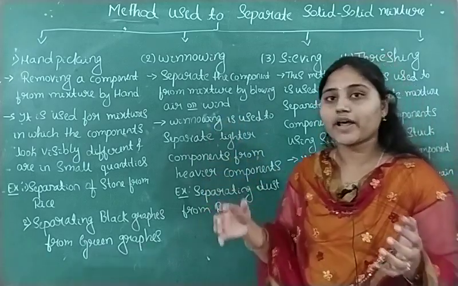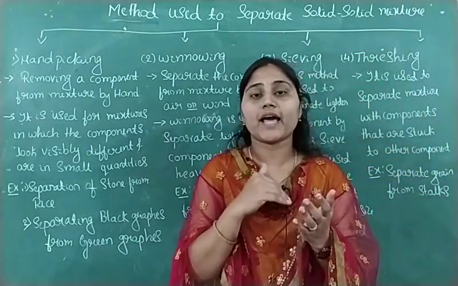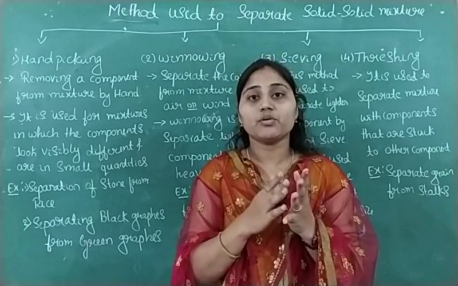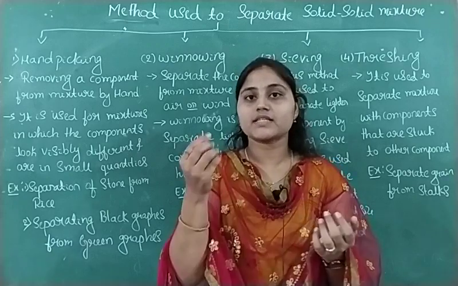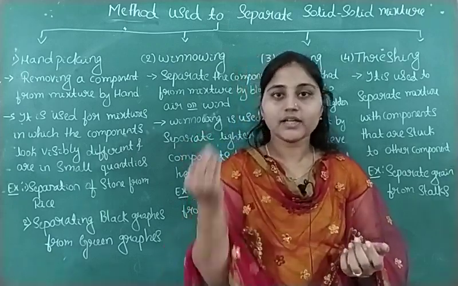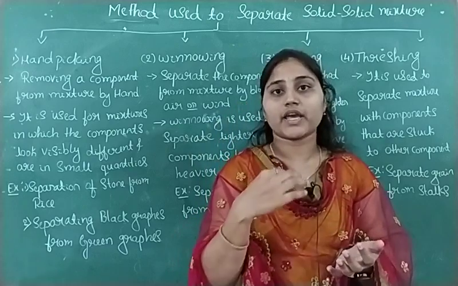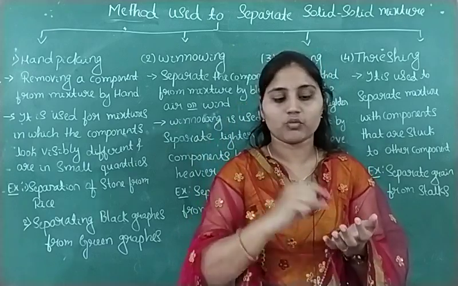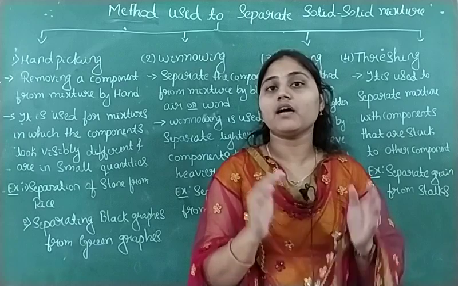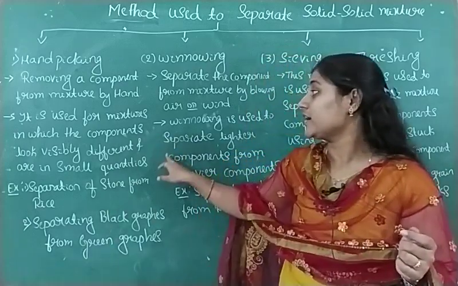So here what happened? A lighter component can be separated by using blowing air. The dust is a lighter component compared to the rice. We can remove that. We can remove it by blowing the air or wind. This is the second method.